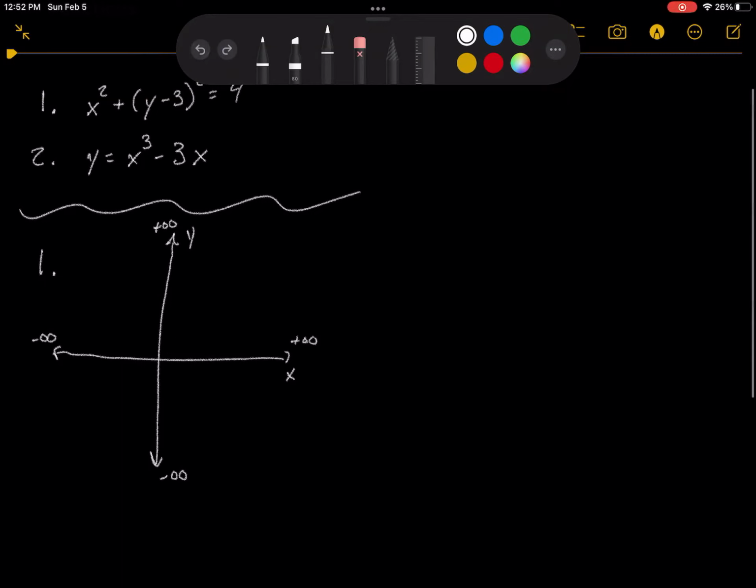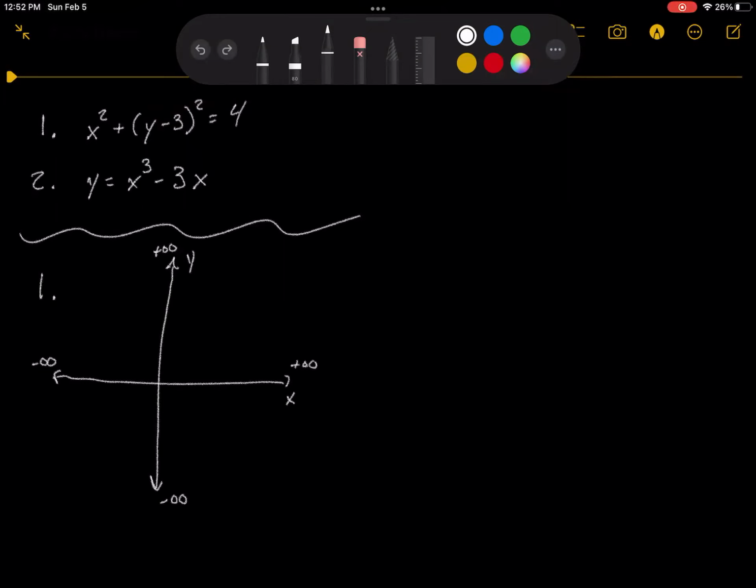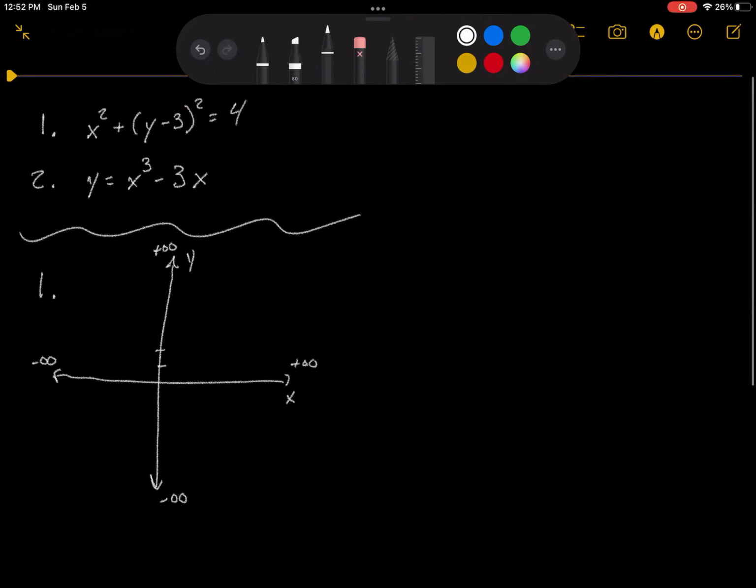Now we can tell from that first equation that this is a circle with the x-coordinate of the center being 0, and the y-coordinate equal to positive 3. So 1, 2, 3. That's the center of my circle, and my radius is equal to the square root of 4, which is 2. So 1, 2, 1, 2. So we get something that looks like that.